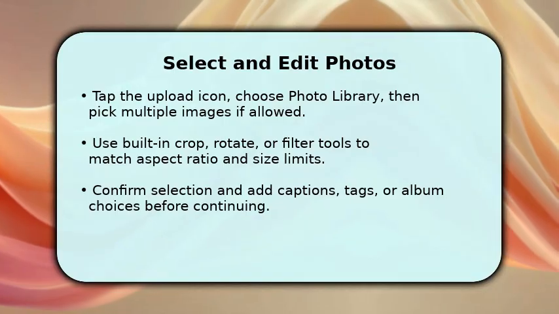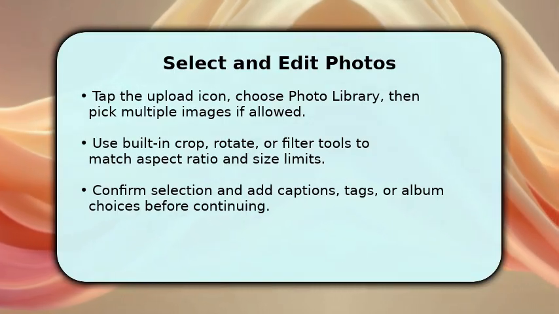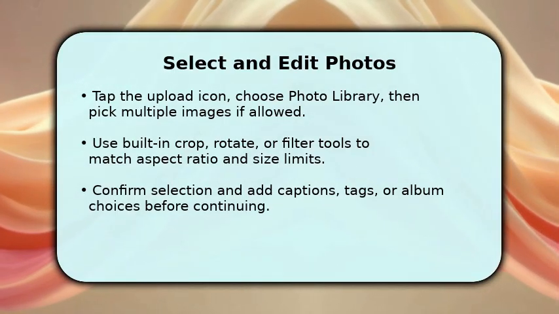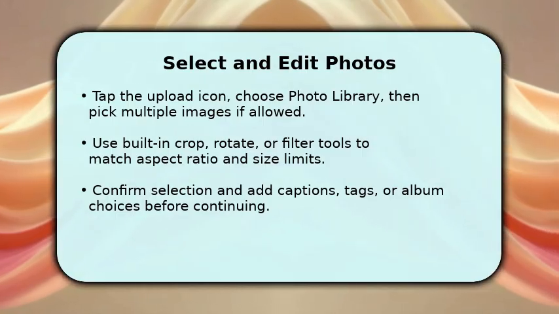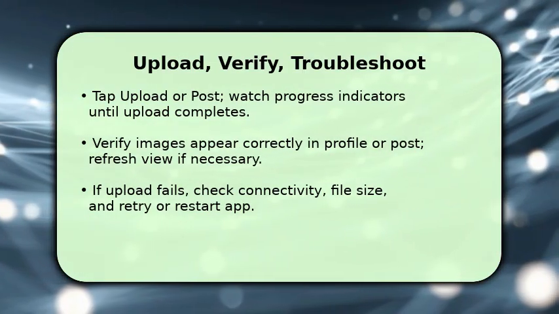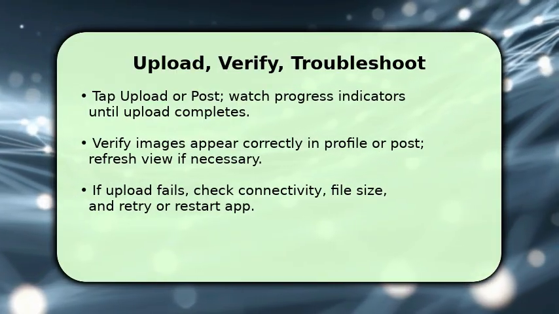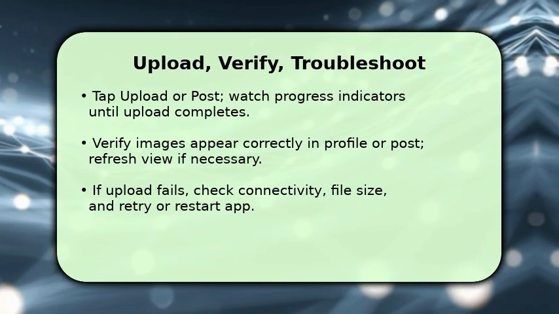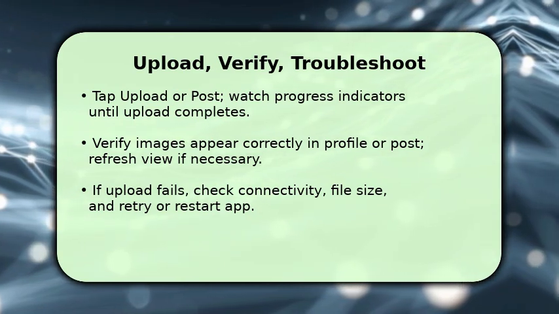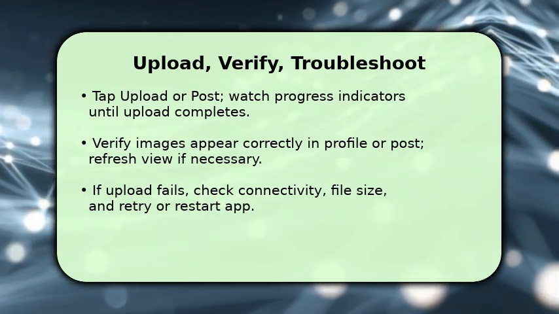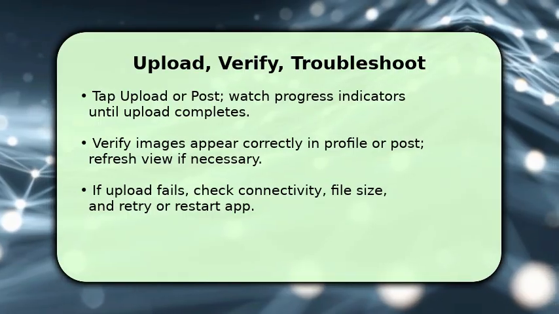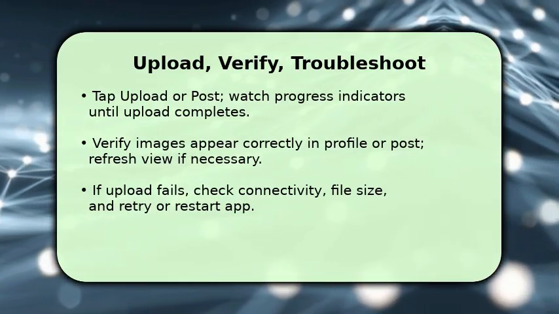After edits, add captions or tags as needed. Confirm the selection so the app queues the images for upload. Now tap Upload or Post to start sending the images to Merilife. You'll see progress bars or spinners. Wait until they finish. Once complete, navigate to the target post or your profile to verify images rendered correctly and captions published. If something looks off, refresh the view or reopen the app.